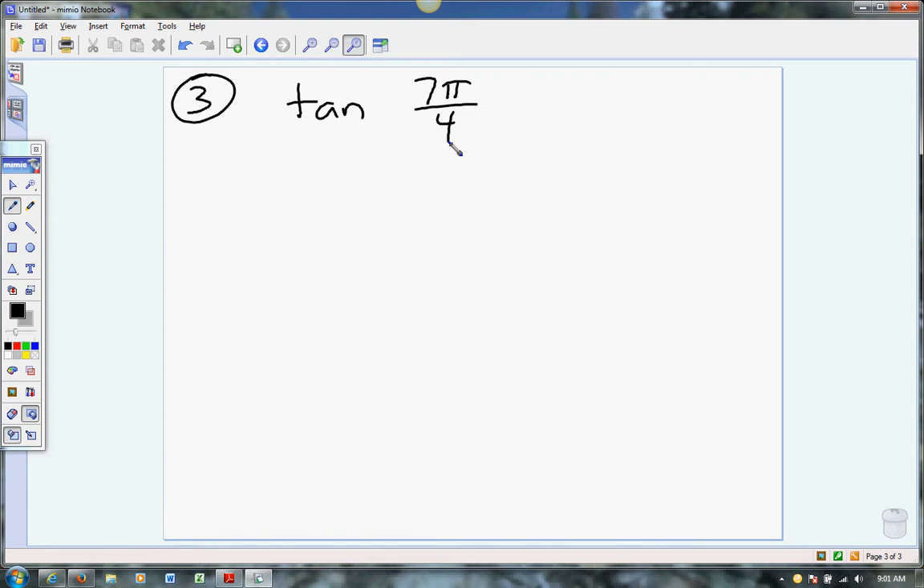All right? So first, just in case you've forgotten, I can convert any angle in radians to degrees by multiplying it by 180 over pi. That's our little conversion, because now my pi's will cancel. 4 divided by 4 is 1. 180 divided by 4 is 45. So then 7 times 45 is 315 degrees.